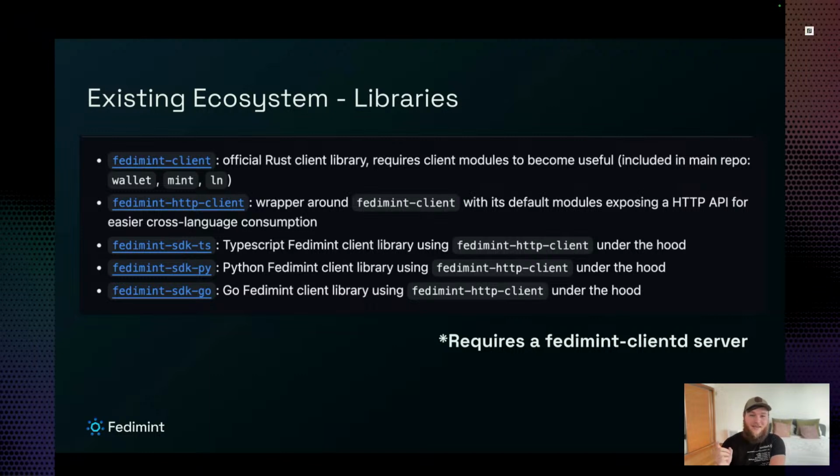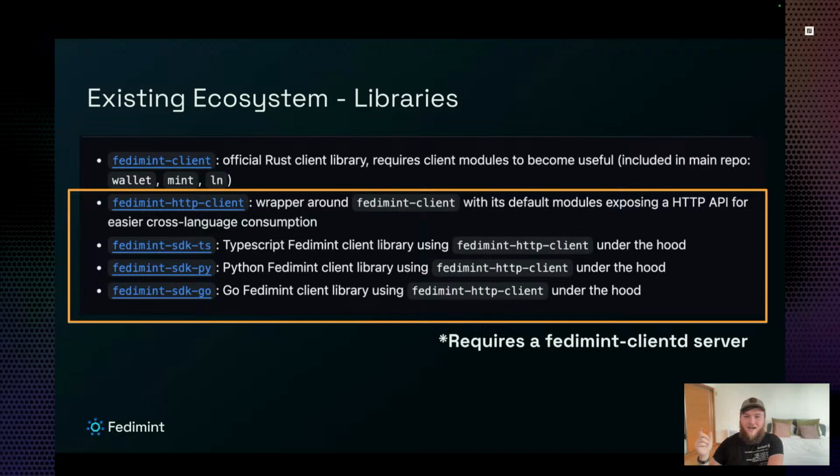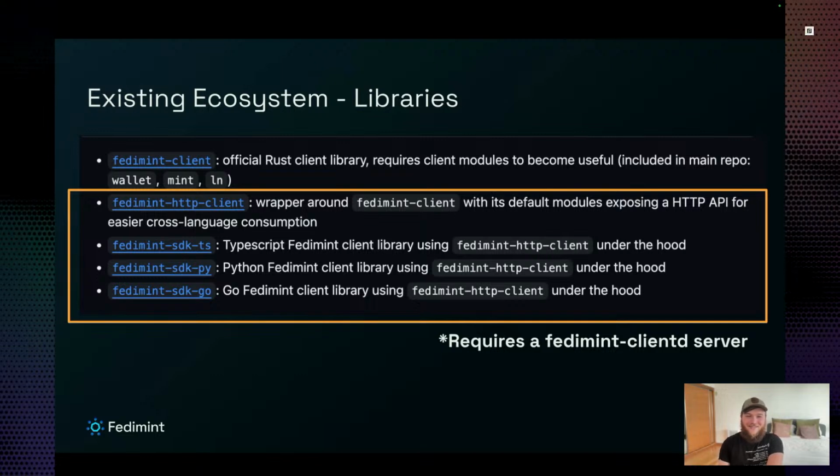Something worth noting is that they're not all the same. The ones at the bottom, these four at the bottom, all require running a Fedimint client D server. So if you're building a wallet application, it's not the most useful thing in the world. Most of the time, if you're building a wallet application, you can't rely on having a server for a single user. So really, we have one awesome library, the Fedimint client library, written in Rust.